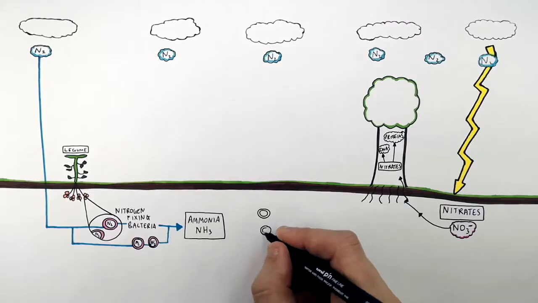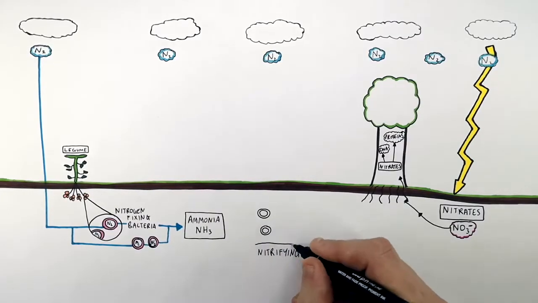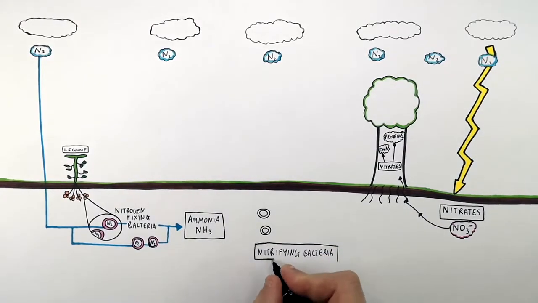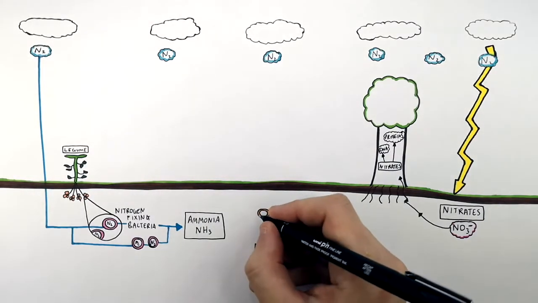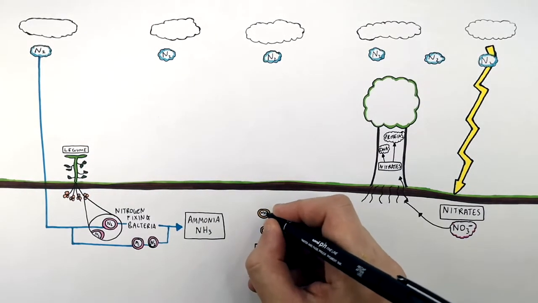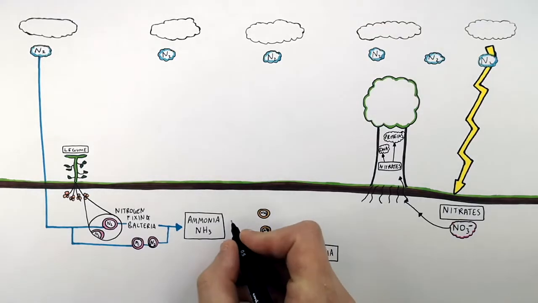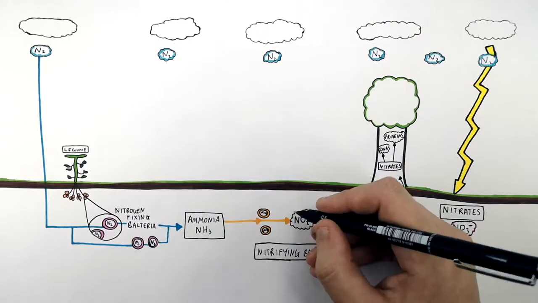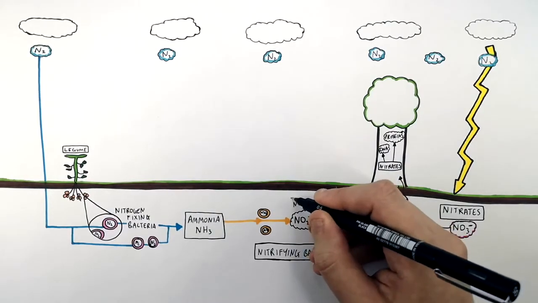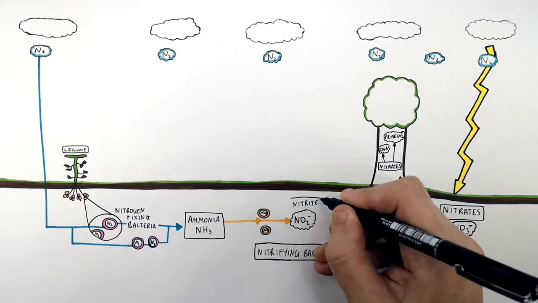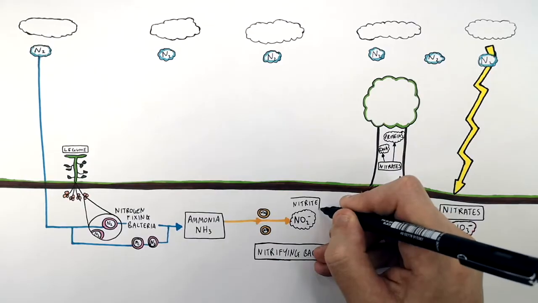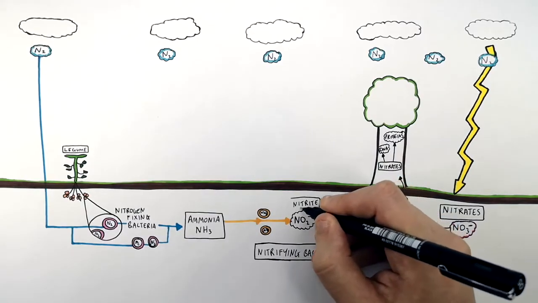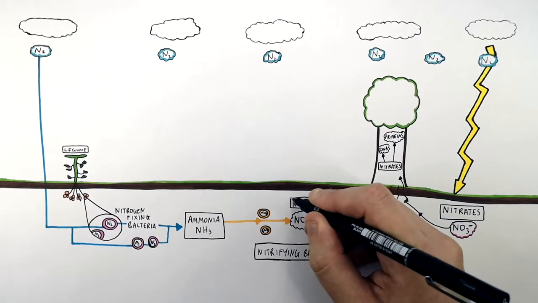These bacteria are called nitrifying bacteria. What these nitrifying bacteria do is they use the ammonia produced by nitrogen-fixing bacteria, and they convert the ammonia into nitrites. An example of a nitrite is NO2-. So nitrifying bacteria convert ammonia into nitrites.